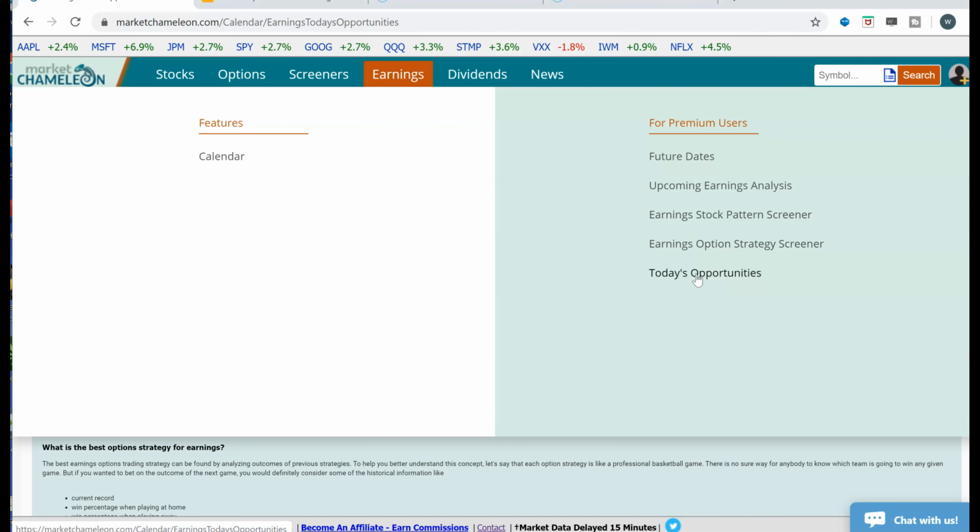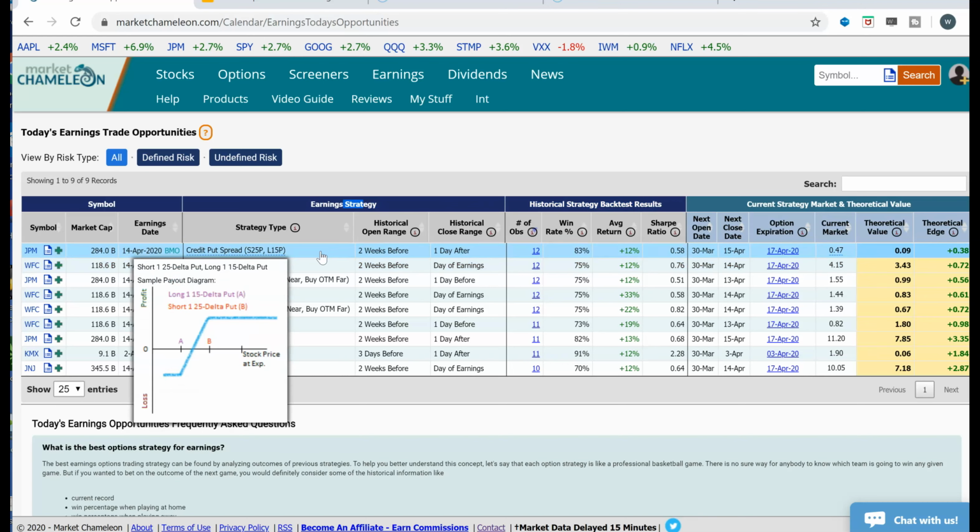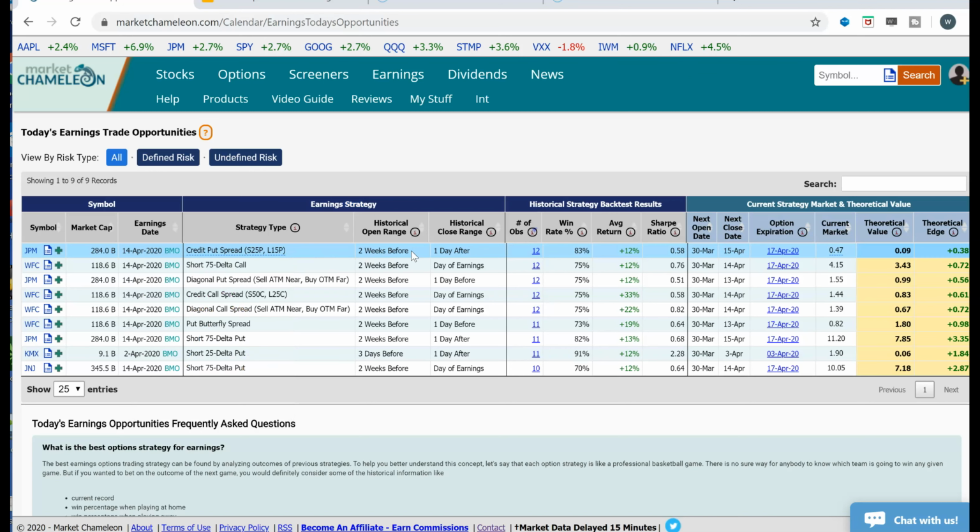Here, you could find today's most recent earnings trade opportunities. In this table, you could see a list of symbols and the next earnings release date. And here you see the historical earnings strategies. This is the strategy, the historical open date before earnings, 2 weeks before, close 1 day after earnings. This is the historical win rate and average return for the last 12 quarters.